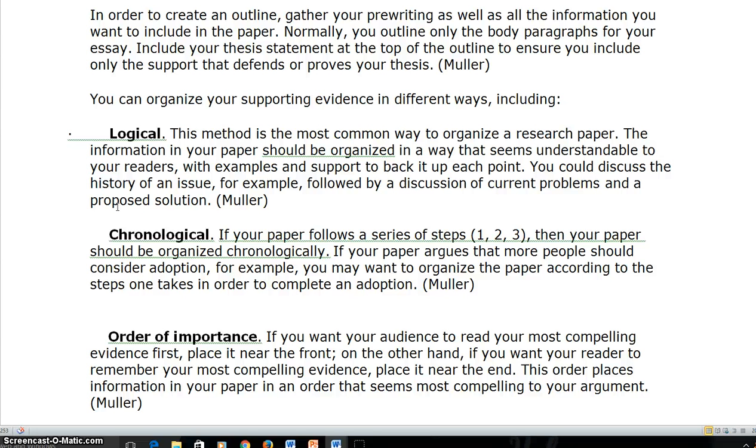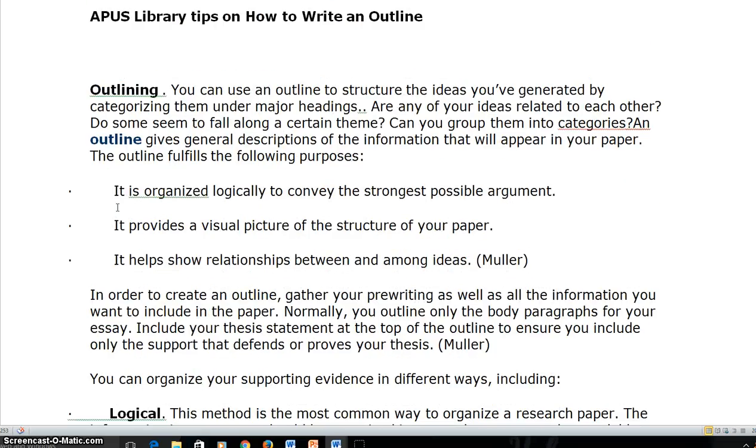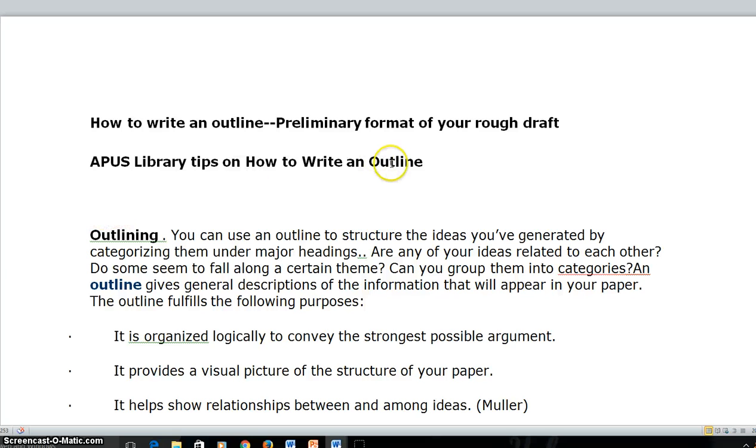And so I like to use an outline in order to plan ahead of what I'm going to write for my rough draft. So this ends my video on how to write an outline.